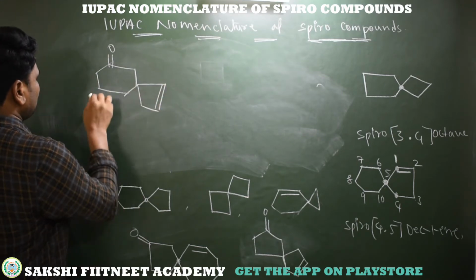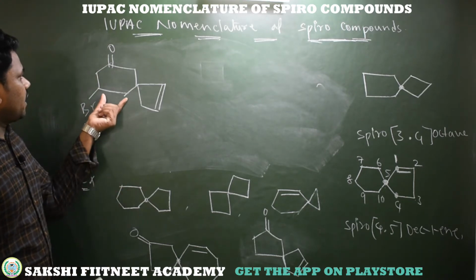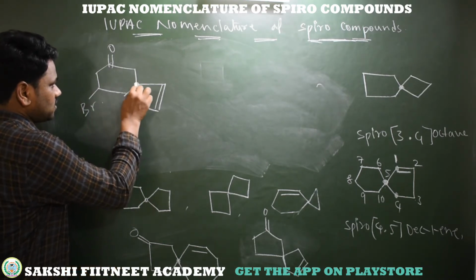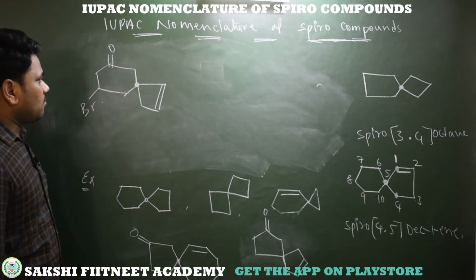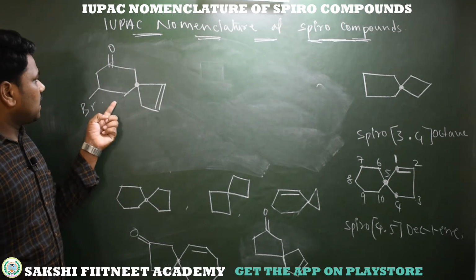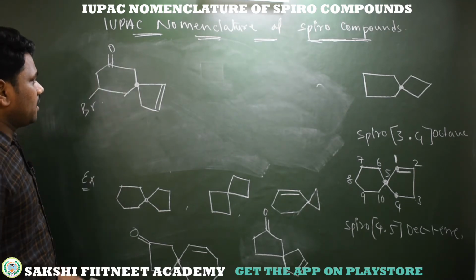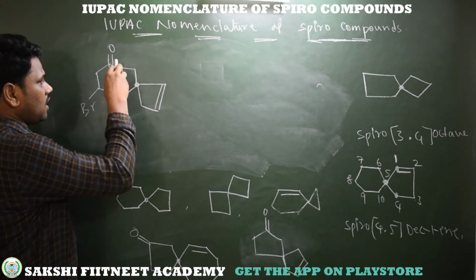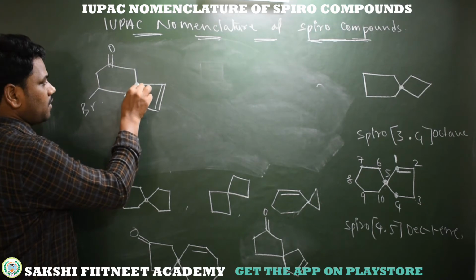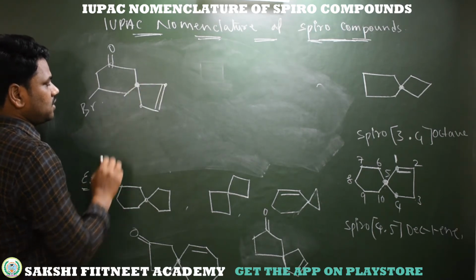See here, this is a cyclohexane, this is a cyclobutane, which are bonded through this spirocarbon. Now this is a small ring which has 3 carbons and this is a large ring which has 5 carbons. So obviously the numbering should go from the small ring to the large ring, starting from the carbon adjacent to this common carbon. Here this is one adjacent carbon and here this is one adjacent carbon.